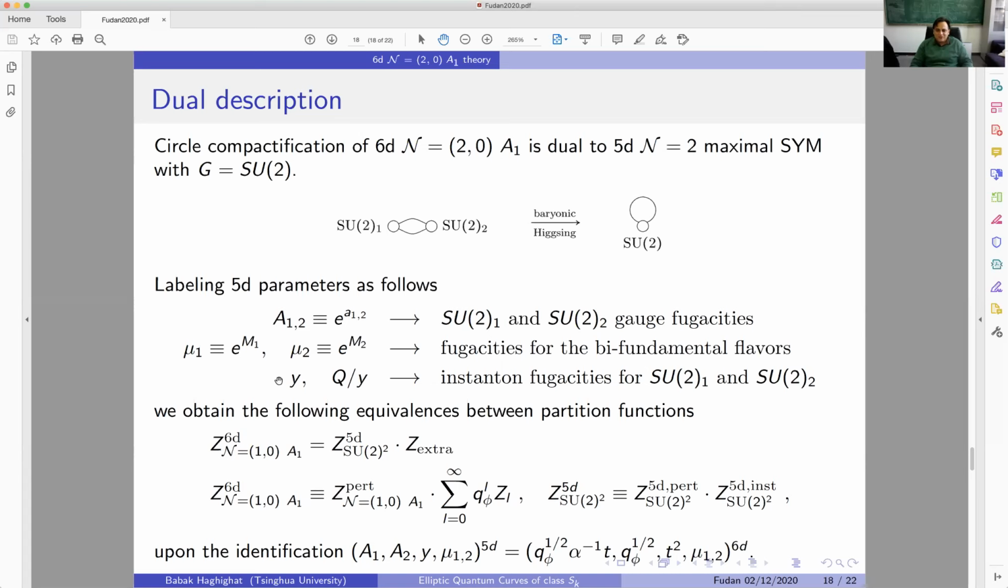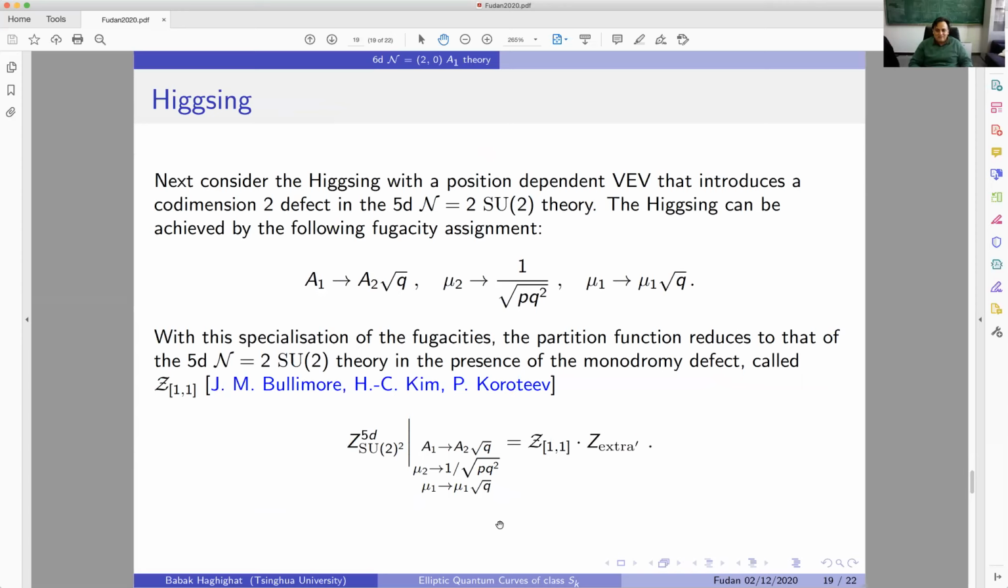These are the instanton fugacities Y and Q over Y of this affine quiver theory. If you identify the 5D and 6D parameters in this way, you can show that the 6D and 5D partition functions are equal. So if you Higgs both theories to obtain the defect partition functions in both cases, they should satisfy the same equation. The Higgsing of this circular quiver was done previously by Bullimore, Kim, and Koroteyev.